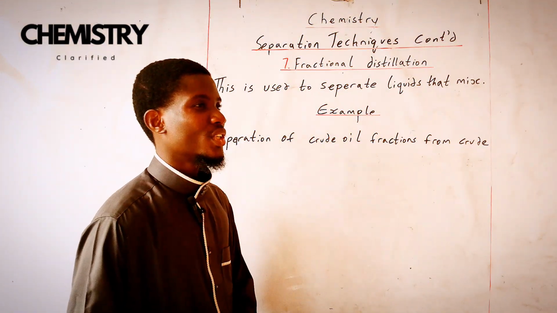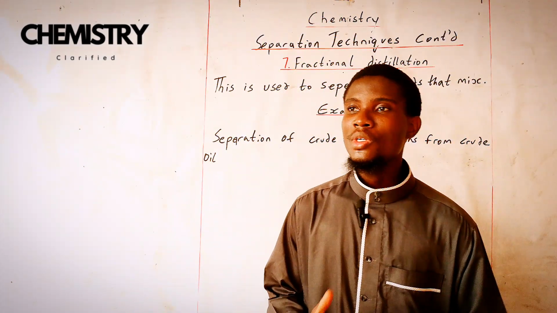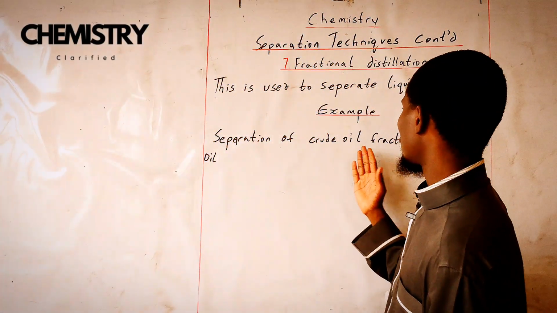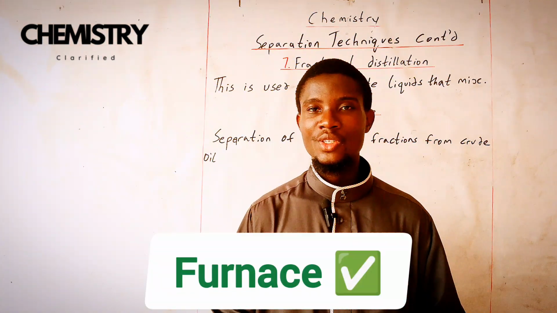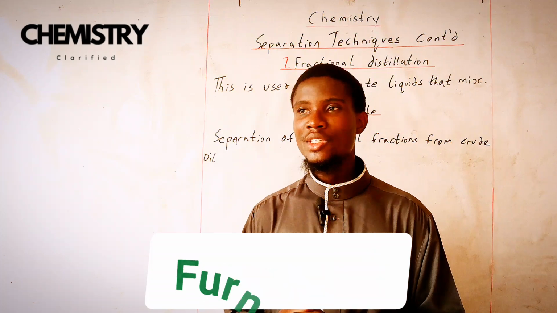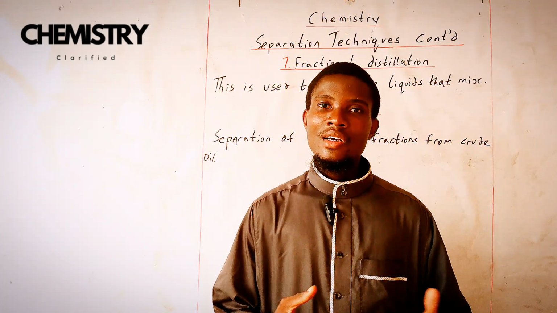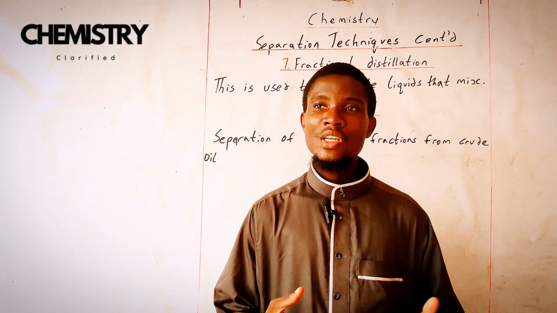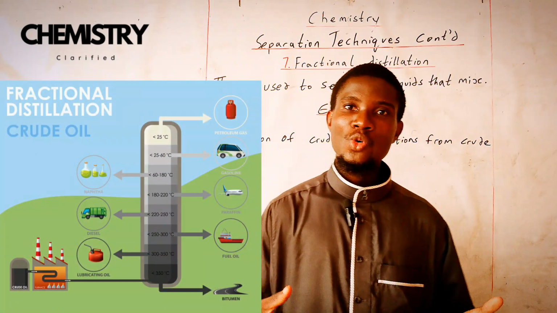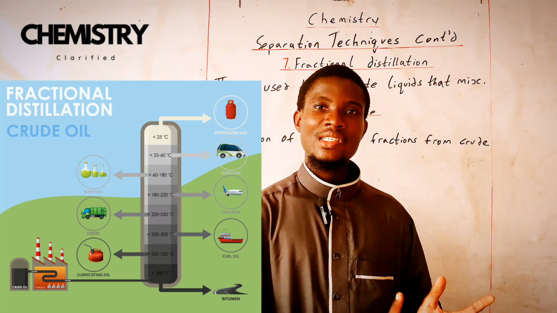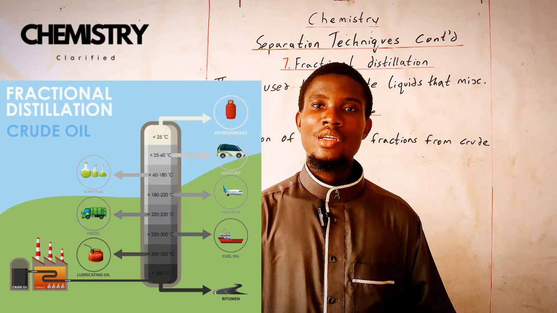Now, how does fractional distillation work? It is simple. You have to put the mixture, in this case the crude oil, into the fractionating column. When we put it in the fractionating column, we are going to increase the temperature, and when it gets to the boiling point of each of the crude oil fractions, that particular liquid is going to evaporate. We are going to condense the liquid that has evaporated back into a liquid form.